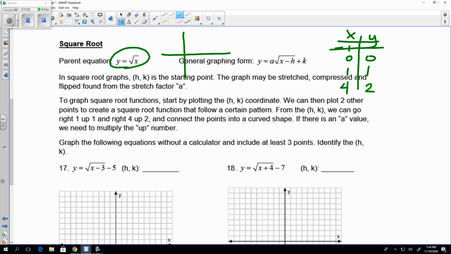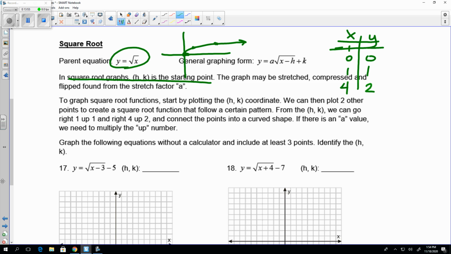Okay, so these are going to be kind of the numbers we're going to look for this time. So I have the point 0, 0, I have the point 1, 1 is approximately here, and the point 4, 2 is approximately like that. Square root looks kind of like a ray, a curved ray that just goes on forever in the one direction. Okay? In square root graphs, the HK is the starting point, is what we'll call it.